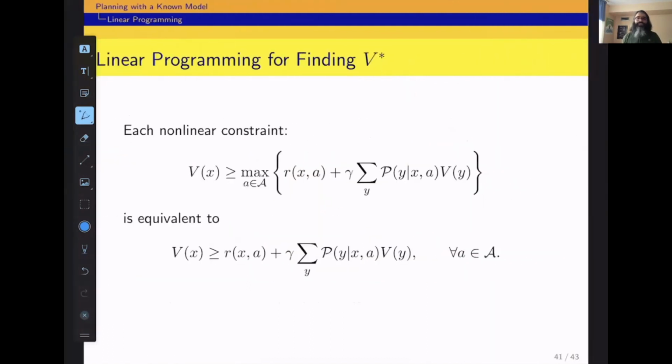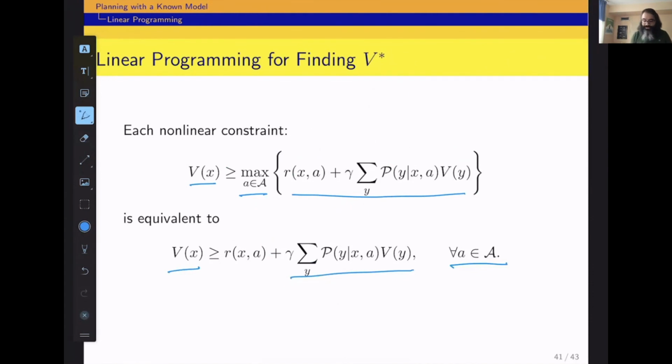But we can convert that nonlinearity to linearity. Just look at one of the states. The constraint is that V of x should be larger than the maximum over actions of all these terms. I guess you need to convince yourself that this is equivalent to V of x being greater or equal to Rxa plus everything, for all the actions A.